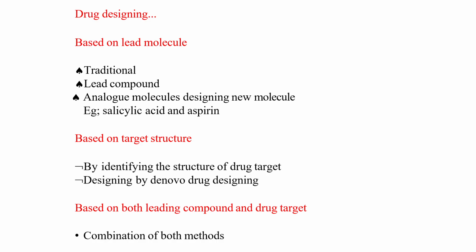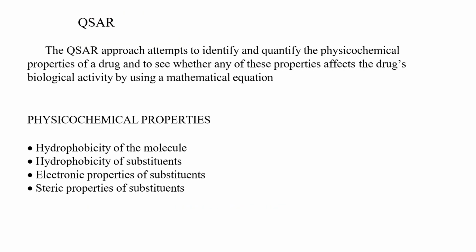The lead molecule belongs to which drug on which the synthesis or methods we will go for the application, and target structure is which structure, which receptor, which macromolecule this lead compound is going to bind with. That is nothing but the target structure. And the combination of earlier two methods, which is based upon either lead compound or on the target structure, is based upon the leading compound and the drug target.